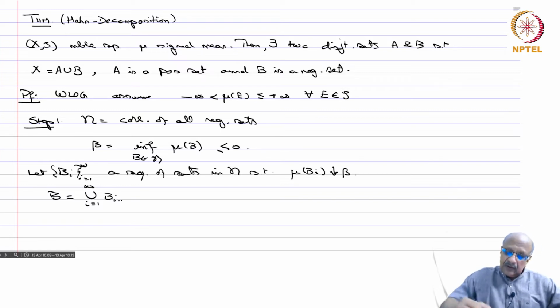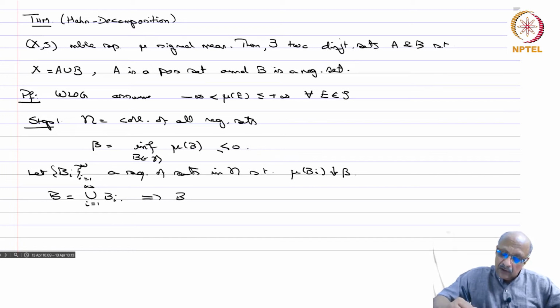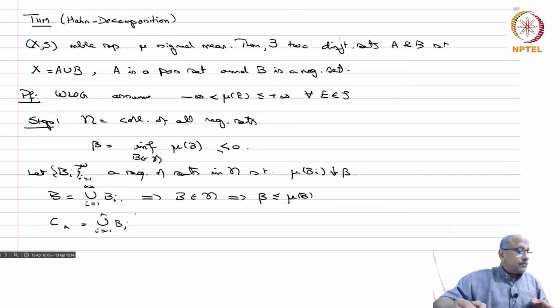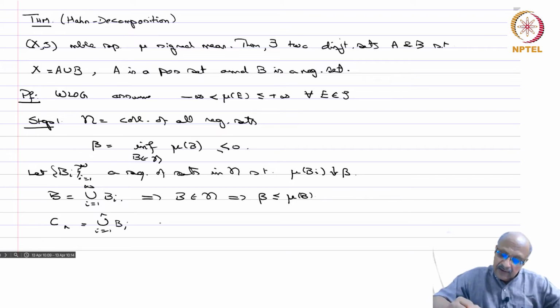Now we have already seen that a countable union of negative sets is negative, therefore B belongs to N, and that also implies that beta is less than or equal to mu of B. On the other hand, you set C_n equals the union of i equals 1 to n of B_i, then C_n increases to B, and therefore mu of B is the limit as n tends to infinity of mu of C_n.